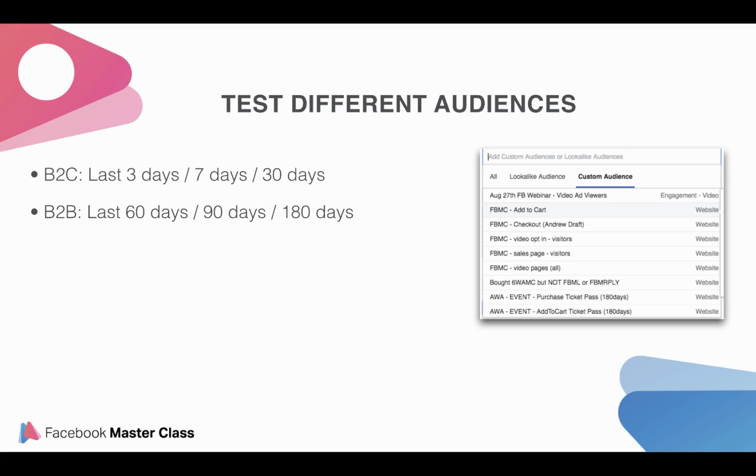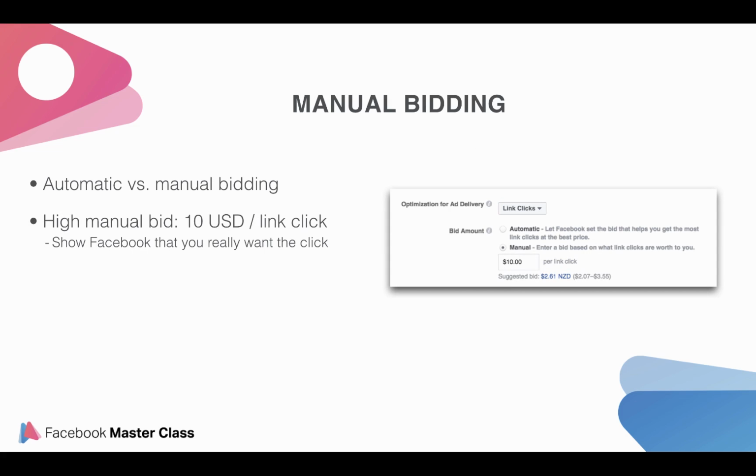And really split test those audiences. You will see that you will get different results depending on whether you have a custom audience of website visitors who visited your website in the last 3, 7, 30, or 60, 90, or 180 days. Manual bidding, huge thing. As we covered in this training, I think it was in chapter 2, there's automatic bidding and manual bidding. Manual bidding works for retargeting campaigns like magic.